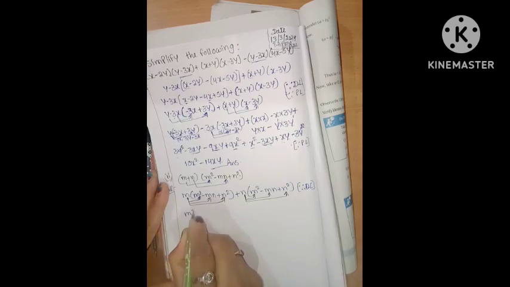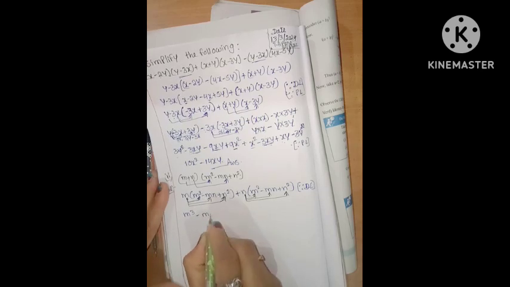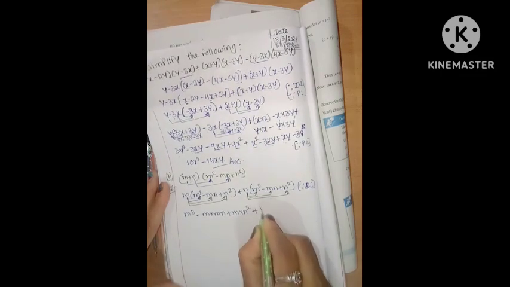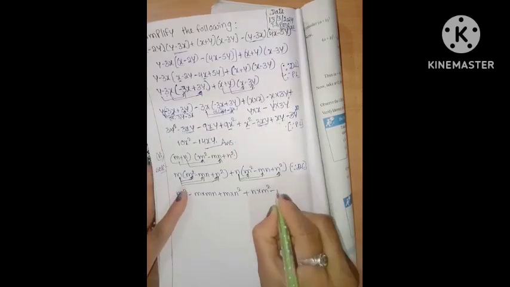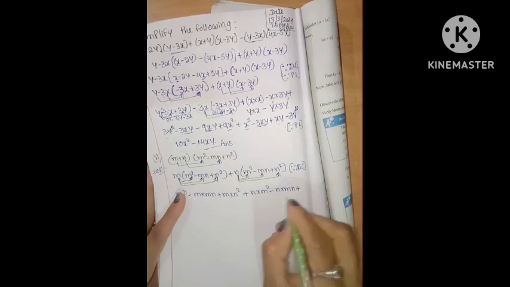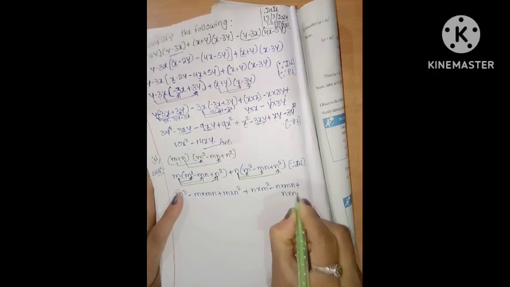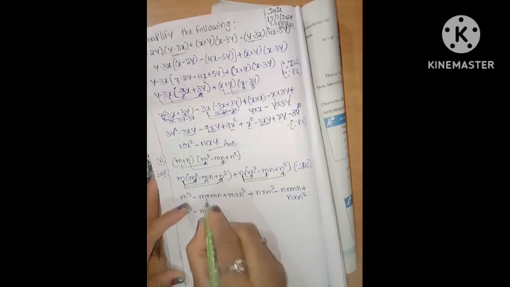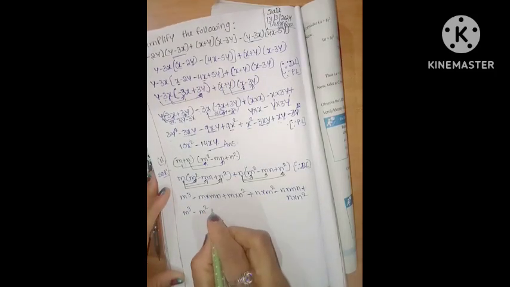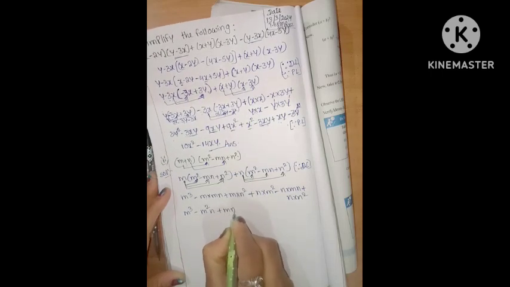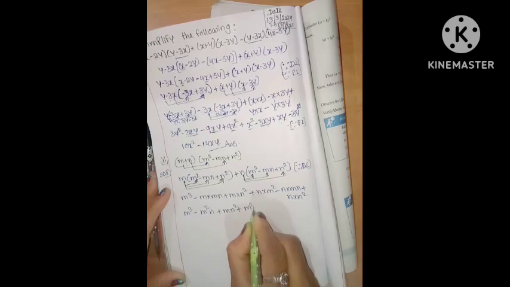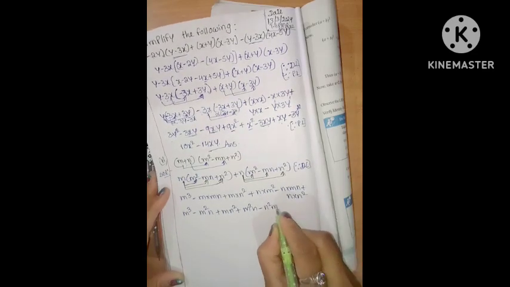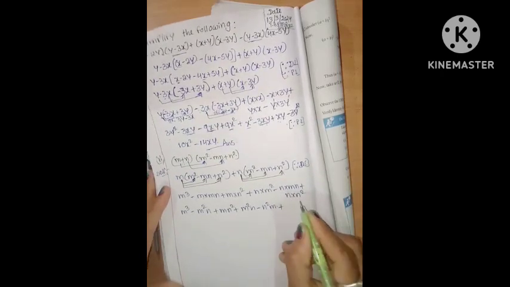m into m² is m³. Next, m into −mn plus m into n² plus n into m² minus n into mn plus n into n². Okay. First, m³. Minus m into m, m². Because the base is the same, we can add the exponents only. Next, mn² plus m²n minus n into mn, n²m, plus n into n².